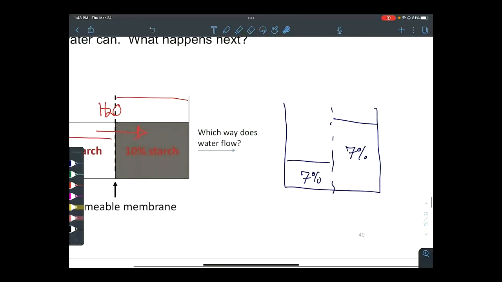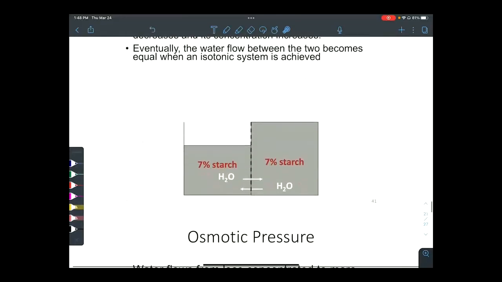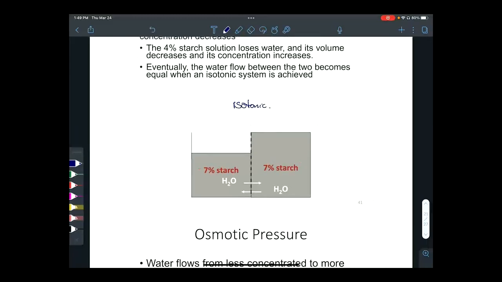Once we have the isotonic system, it doesn't mean that water stops moving. It just means that there's no net movement of water anymore. So water is still passing through the membrane, but at equal rates in each direction. What does that kind of sound like? Equilibrium, right? So you have water going through the membrane, but at equal rates on each side. And so this is your isotonic system. Once you've reached your isotonic system, water's still moving, but there's no net change. Okay, so that's osmosis.